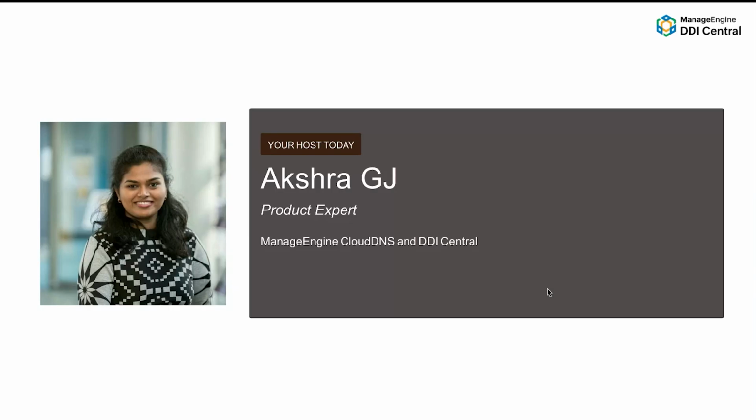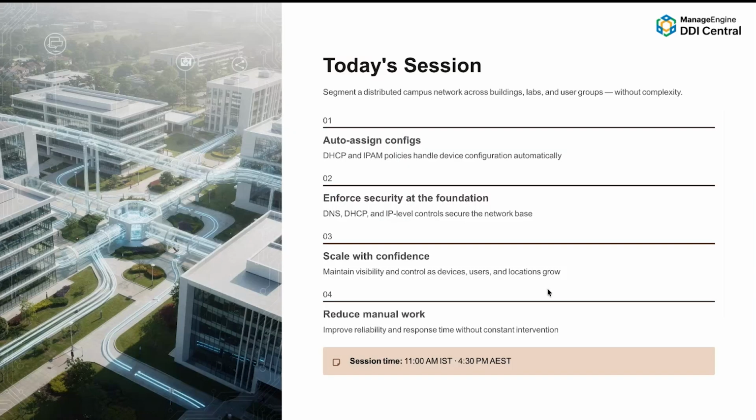Today, we'll cover four things. First, how to segment a distributed campus network across buildings, labs, and user groups without adding complexity. Second, how DHCP and IPAM policies automatically assign configurations. Third, how to enforce security at the foundation, at the DNS, DHCP, and IP level. Fourth, how to scale confidently while reducing manual effort.